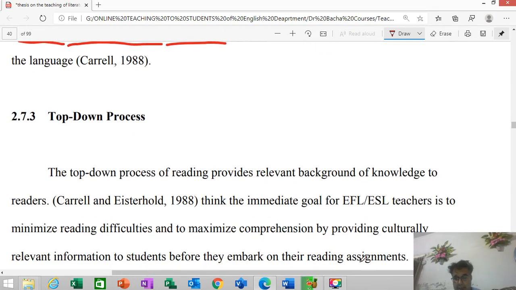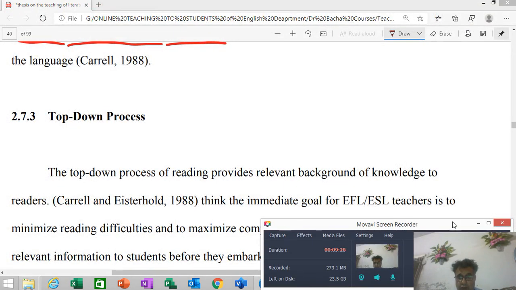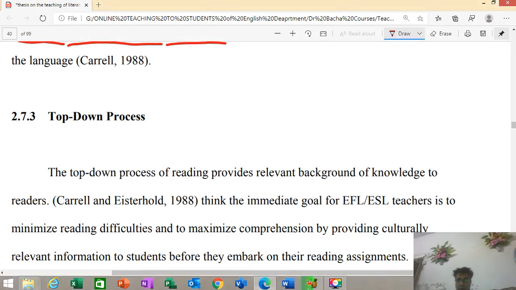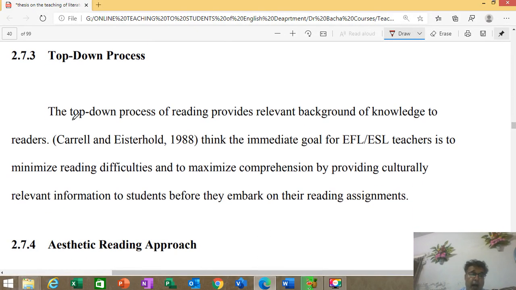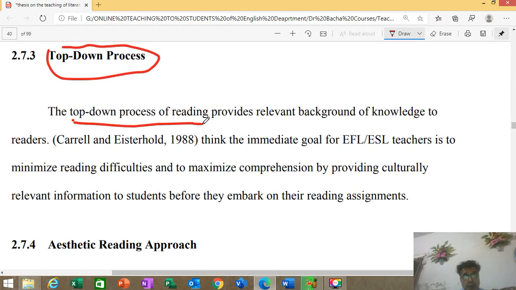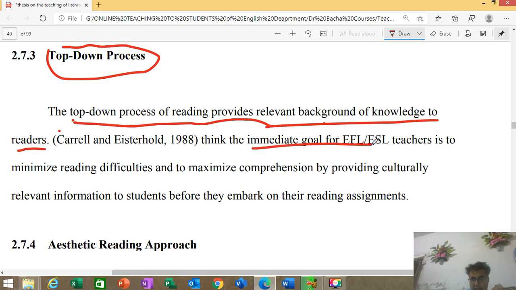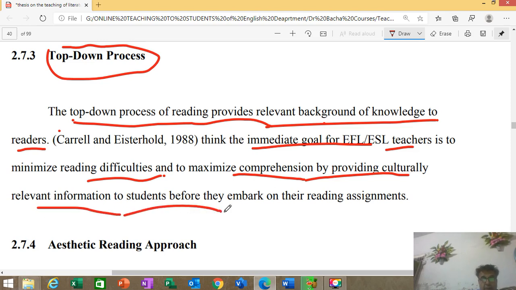All right. And similarly, I have to move on to the top-down process. This is also one of the techniques. The top-down process of reading provides relevant background knowledge to readers. According to this scholar, the immediate goal of EFL and ESL teachers is to minimize reading difficulties and to maximize comprehension by providing culturally relevant information to students before they embark on their reading assignments. All right.